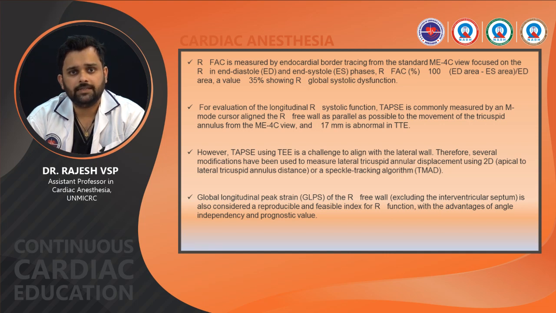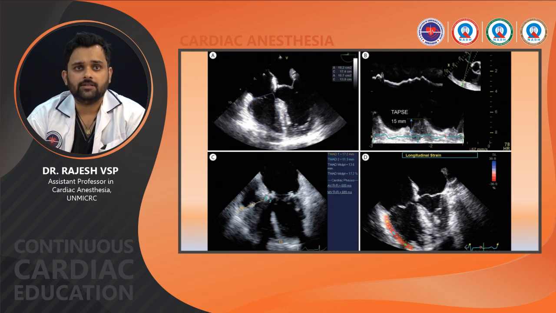Global longitudinal peak strain of the RV free wall is also considered a reproducible and feasible index for RV function, with the advantage of angle independency and prognostic value. These are various images: the first, image A, showing RV FAC where we can trace the endocardial border, B showing TAPSE, C is TMAD, and D is longitudinal strain of the RV.